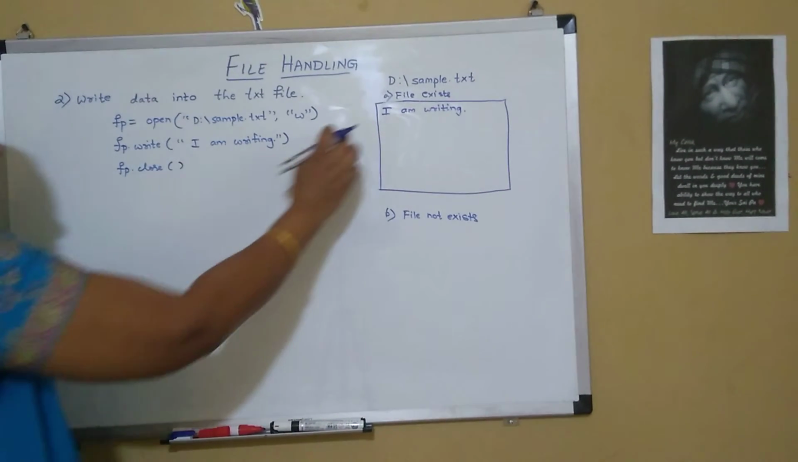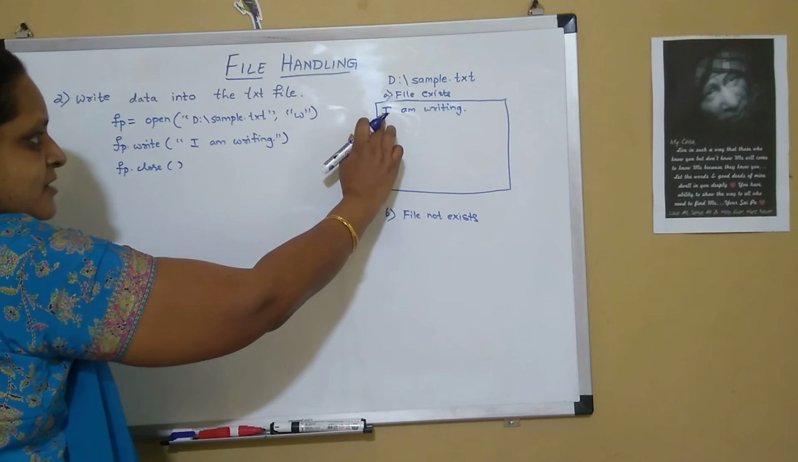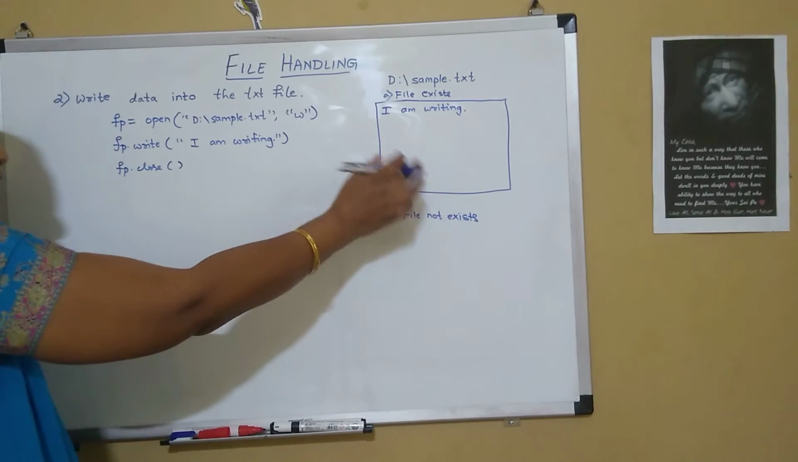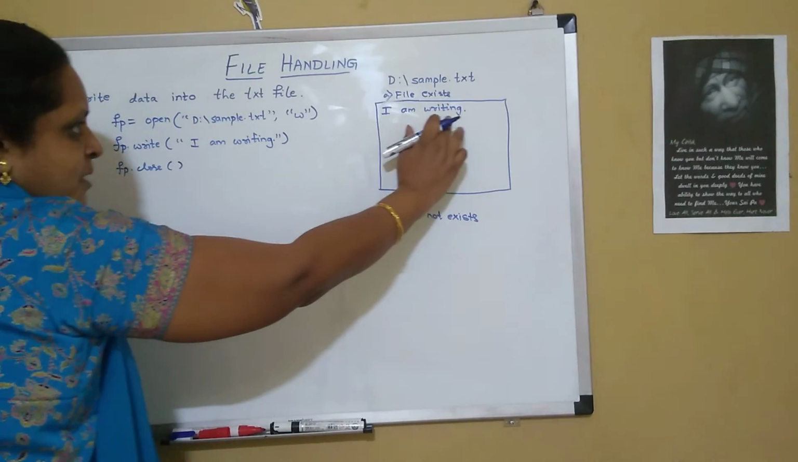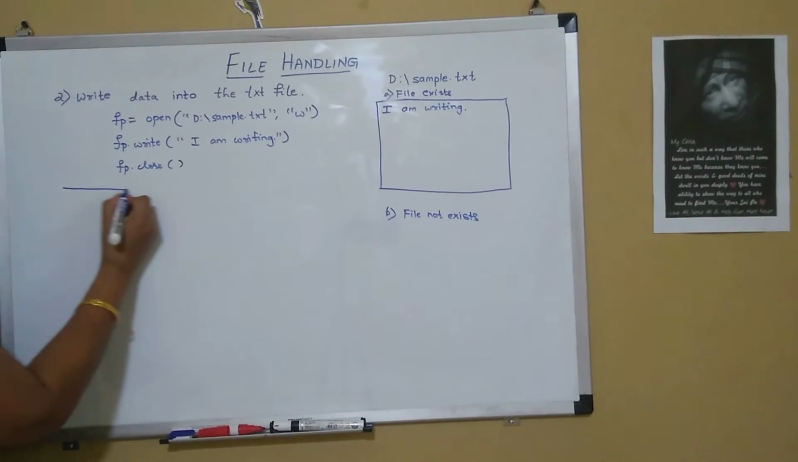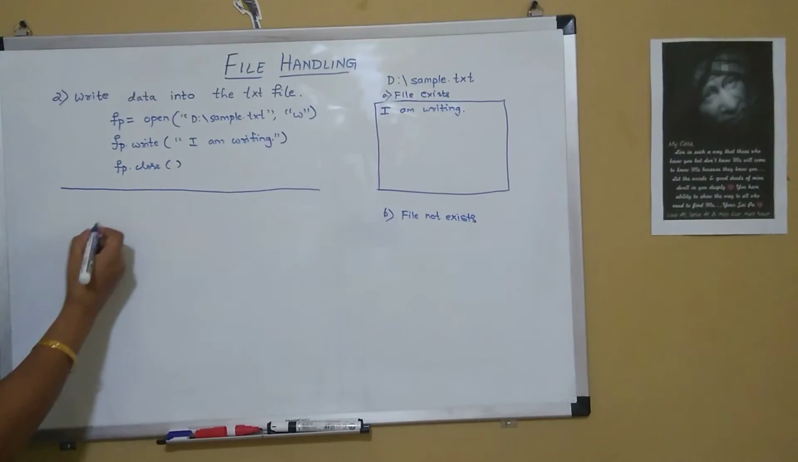And the cursor points at the beginning of the file. After overwrite, it will remove the contents of the original data, whatever it is, and the cursor will write from the beginning of the file I am writing. So this was the first scenario. The next scenario is if file does not exist.